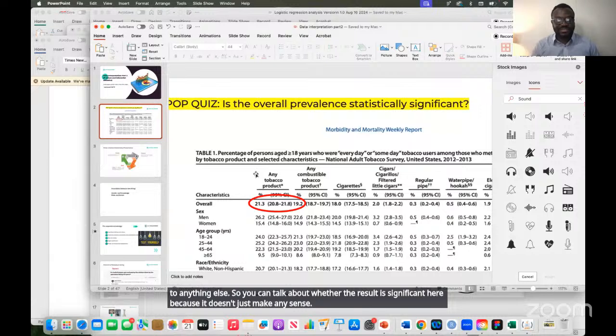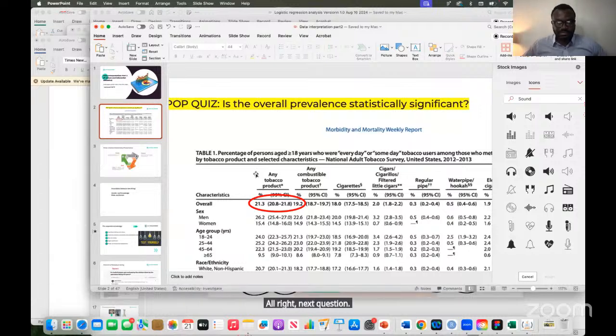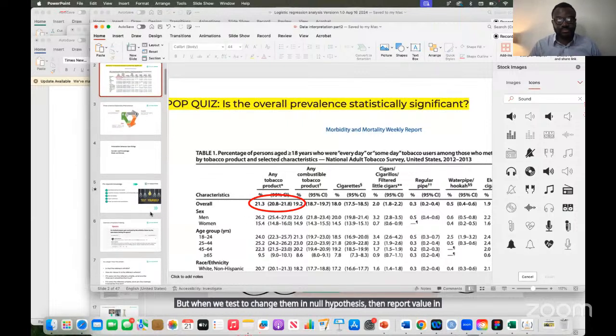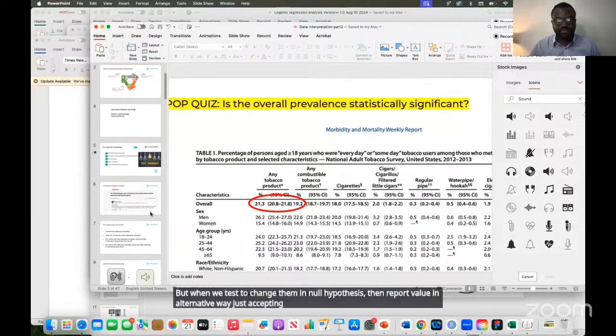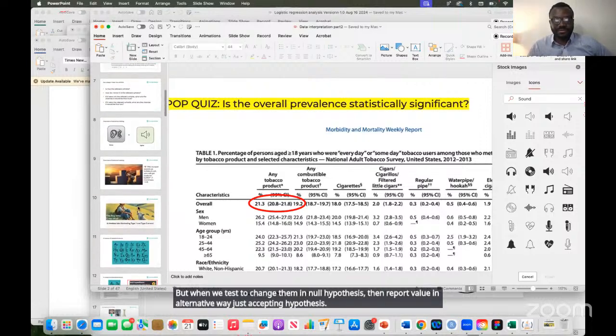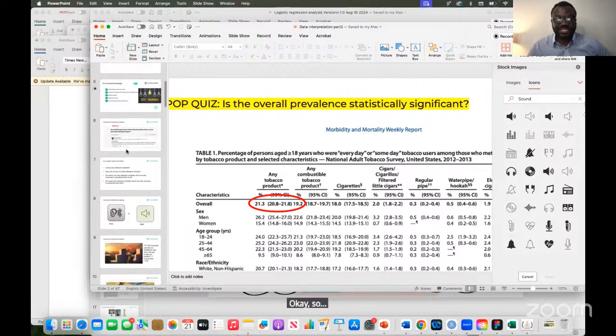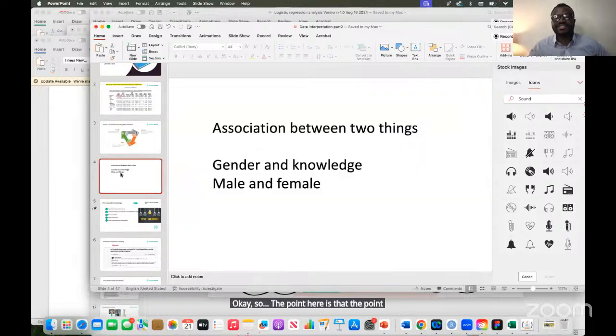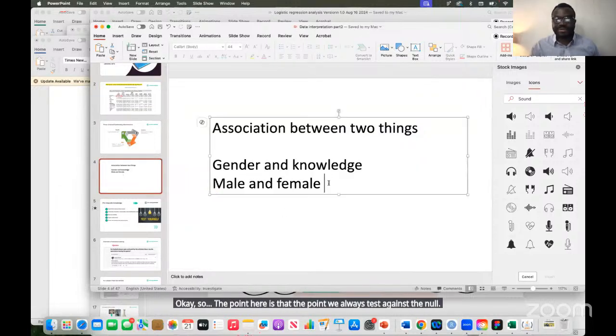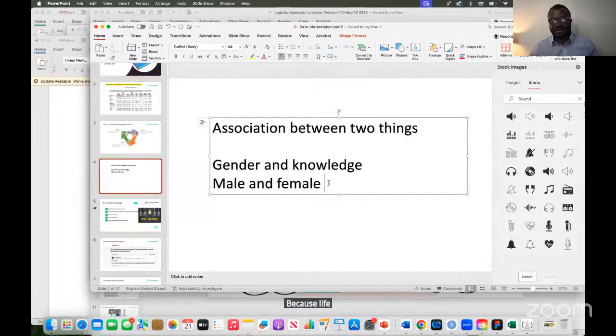All right, next question. I'm asking if it's fine to have alternative hypotheses in the work, but when we test, we change them into null hypotheses, then report the value in an alternative way, just accepting the hypothesis. Okay, so the point here is that we always test against the null, right? Because life always occurs against the null.